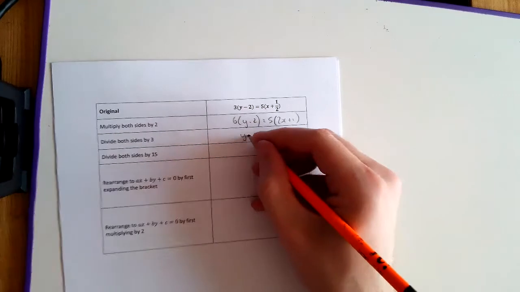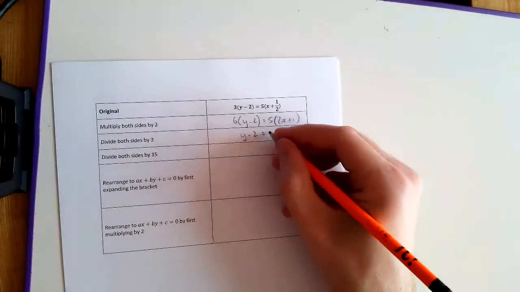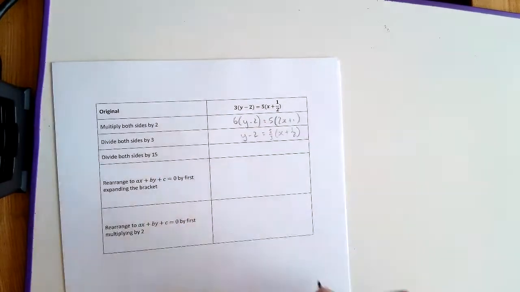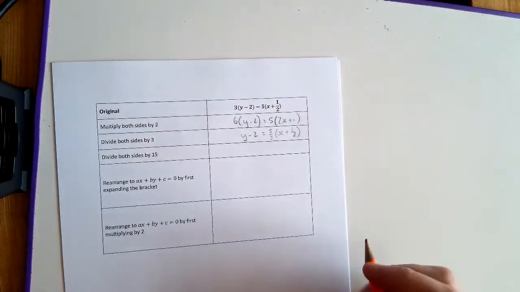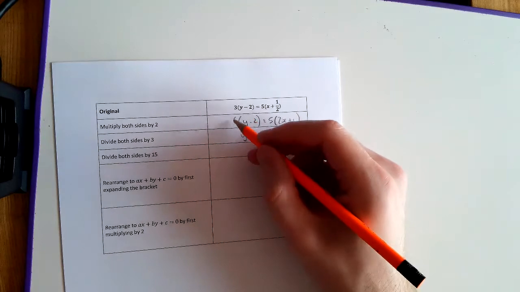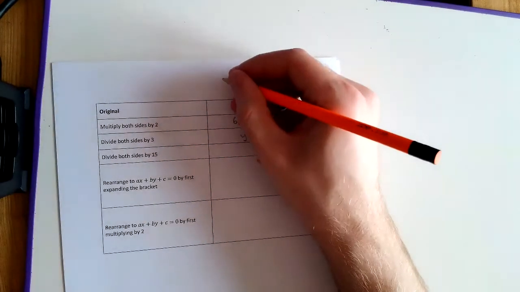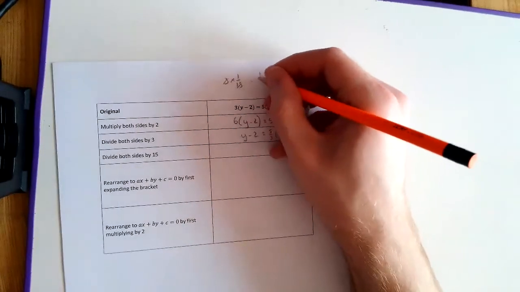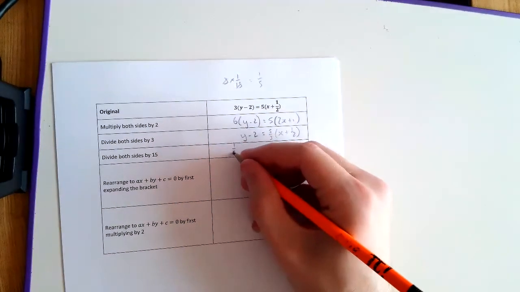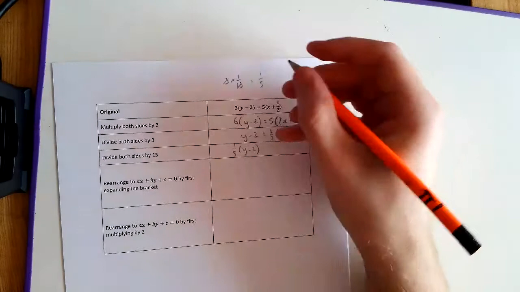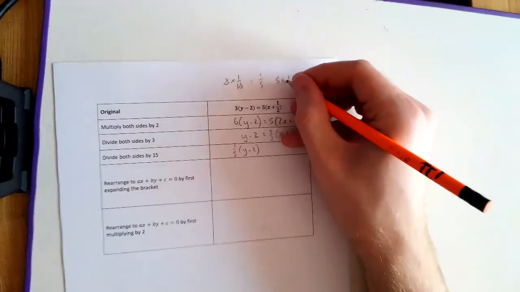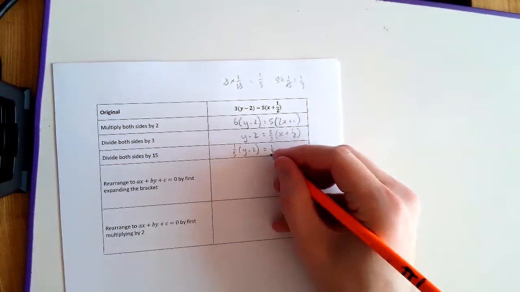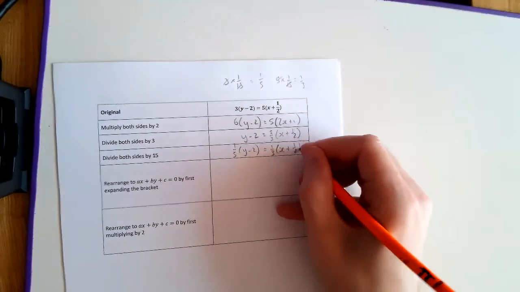Divide both sides by 3. So this side's just y minus 2. Whereas this one I'll just write as 5 over 3, x add a half. Divide both sides by 15. Well, 3 times 1 over 15 would cancel, give 1 over 5. So I get 1 over 5 y minus 2, and 5 times 1 over 15, the answer is going to be 1 over 3. So 1 over 3 x plus a half.